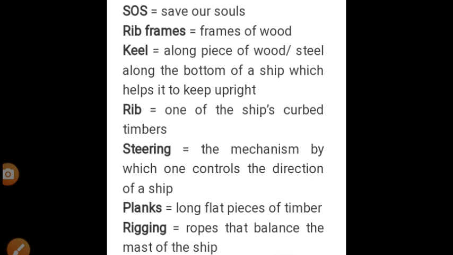Keel, it's a long piece of wood or steel along the bottom of a ship which helps it to keep upright. Rib, one of the ship's curved timbers. Steering, it's a mechanism by which one controls the direction of a ship. Planks actually are the long flat pieces of wood or timber. Rigging means ropes that balance the mast of the ship.